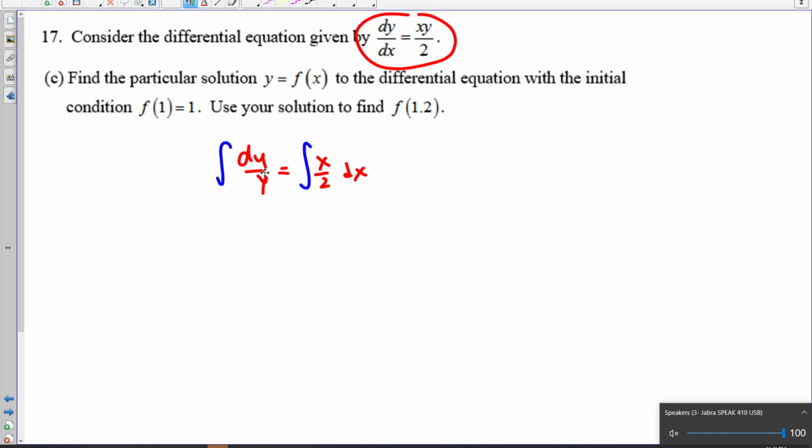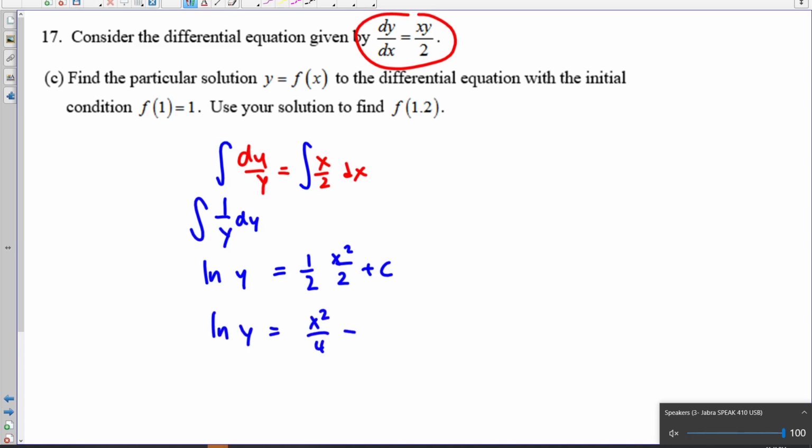So when I integrate dy over y, remember that's really this, okay? I'll get ln of y plus c, but I'm going to move all the c's to the right side. Then you integrate this side, so this is going to be 1/2 times x squared over 2 plus c. So what I get is ln of y is equal to x squared over 4 plus c. So first you separate, then you integrate. Sometimes you exponentiate. Do I need to exponentiate here? Yes, I do.